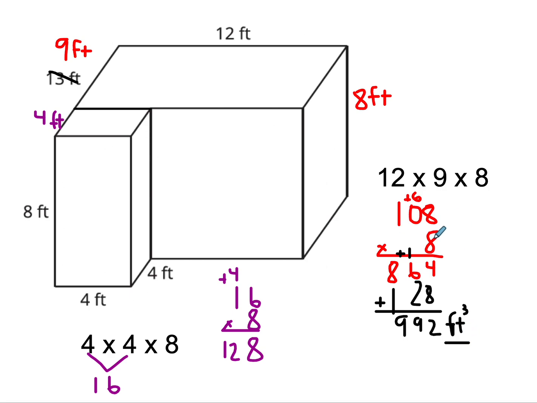So to recap, first we split the figure into two separate rectangular prisms if there aren't already two clearly identifiable ones, and then I find the volume of one prism, the volume of the other, and I combine them or add them to find the total volume.